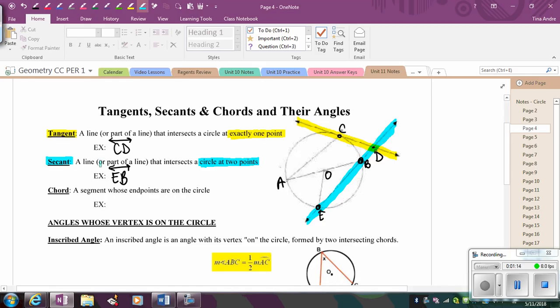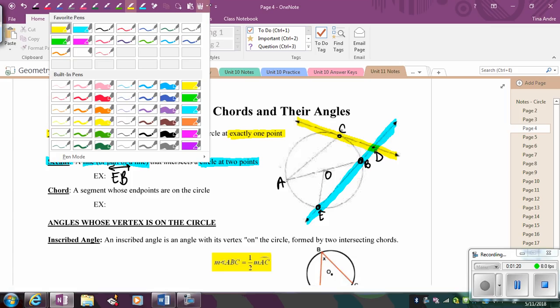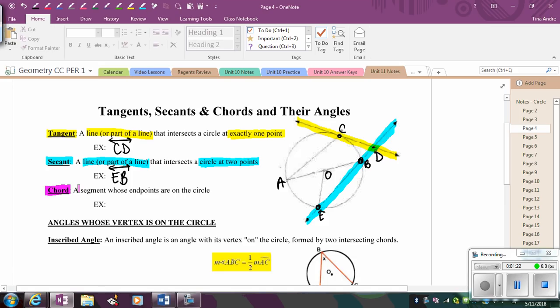And notice, I'm going to actually go back and highlight this. A secant is a line or part of a line, and a tangent is a line or part of a line. But then when I get to the next one, which is a chord, it has to be a segment. So it has to have endpoints that are on the circle, meaning it's going to intersect the circle in 2 places, but that's where the endpoints go.